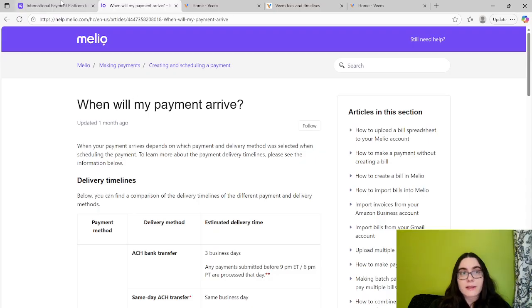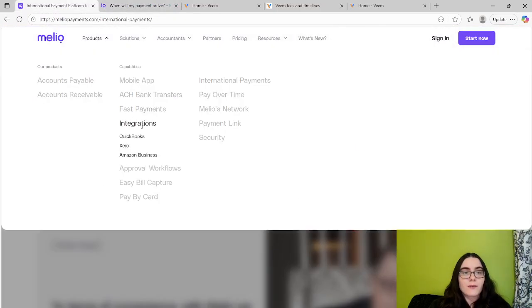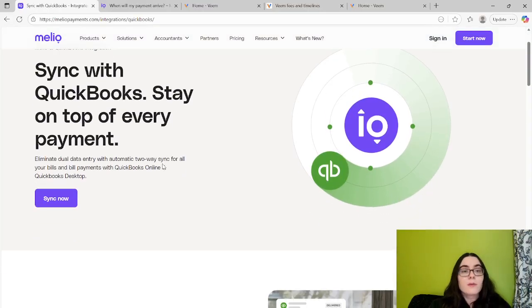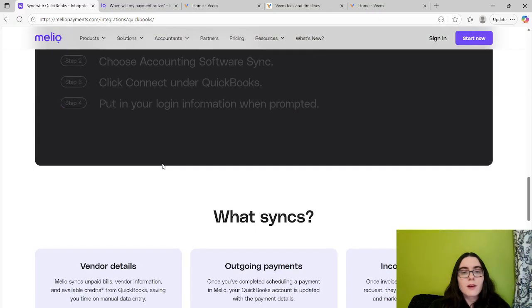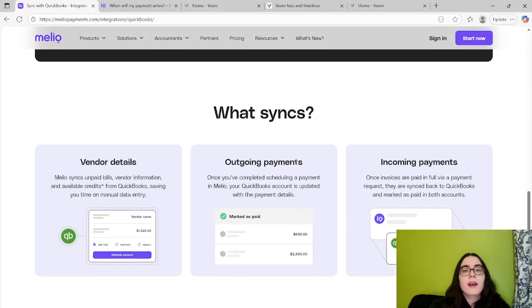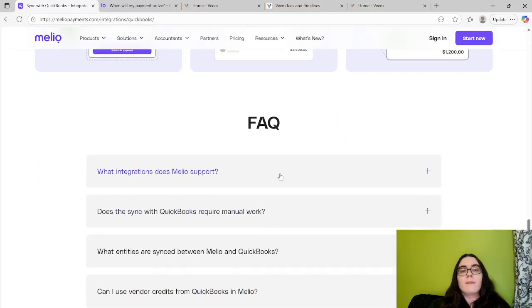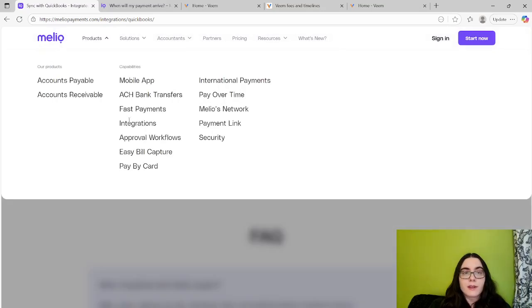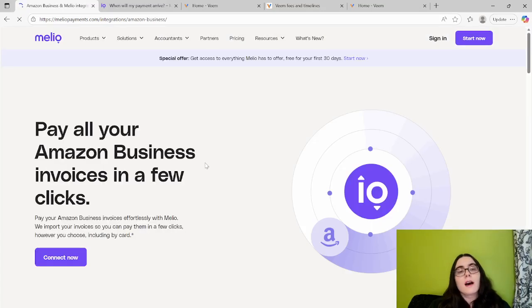Next thing we're going to look at is the accounting integrations that are available. So if you have an existing accounting software, Melio may be able to sync up with it, which is really good. What you can see is you can sync your vendor details, outgoing payments, and incoming payments. Melio integrates with Xero, QuickBooks Online, and also QuickBooks Desktop, but that's only available if you have the Boost or Unlimited plans. So that's something to keep in mind. And then the other thing that it syncs with is Amazon Business. So if you have invoices through that, you can import them easily into Melio as well.